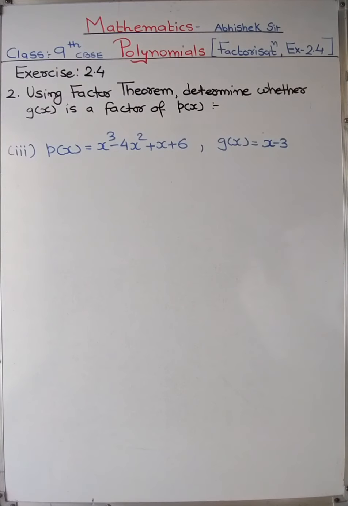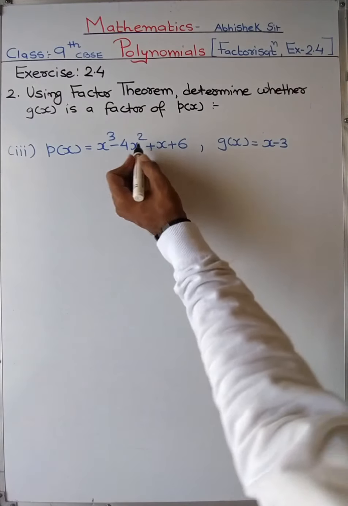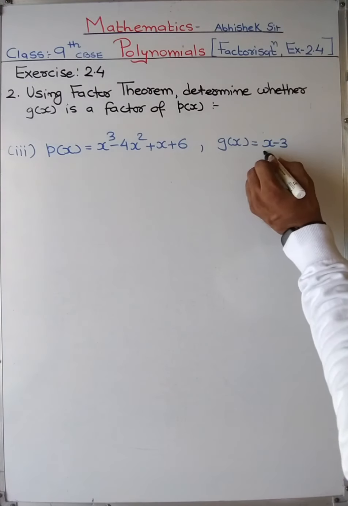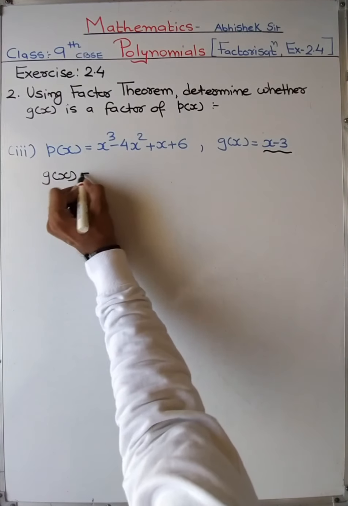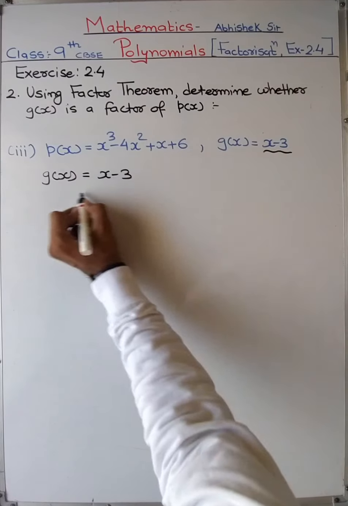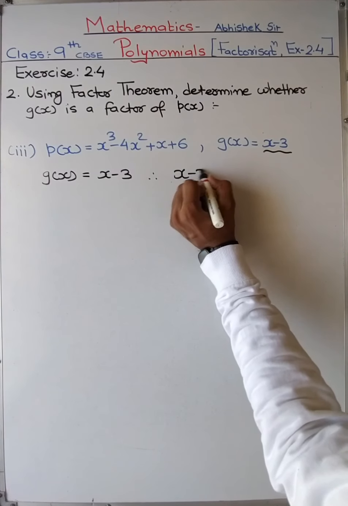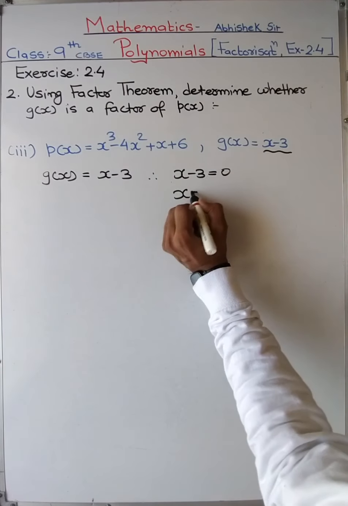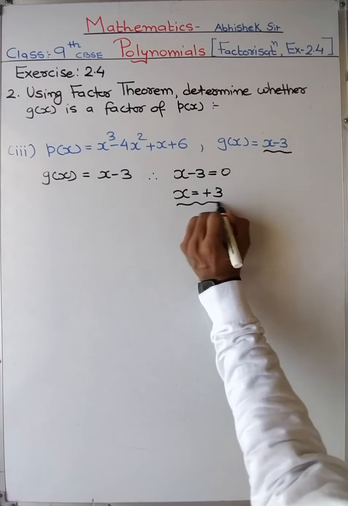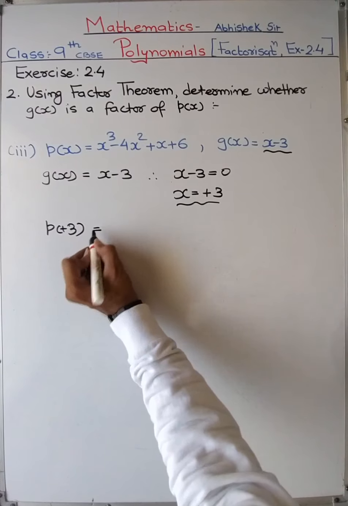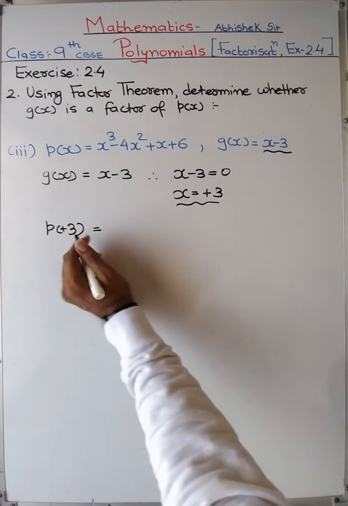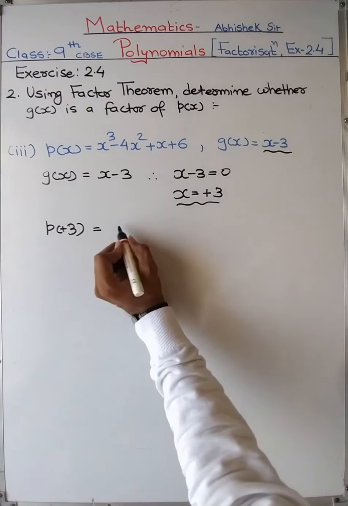Third question is p of x, x cube minus 4x square plus x plus 6, g of x is x minus 3. So starting with g of x, that is x minus 3, we will have x minus 3 equals 0, x equals plus 3. So let us go for p of plus 3. Won't be writing plus just for the sake of sign.